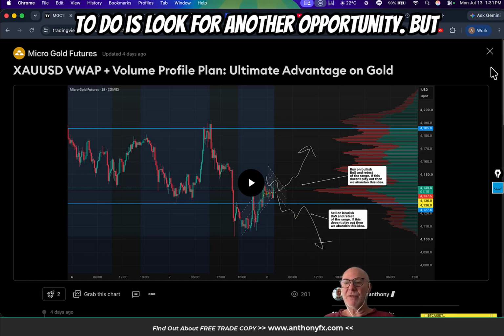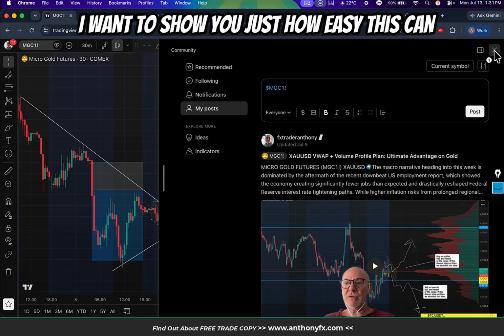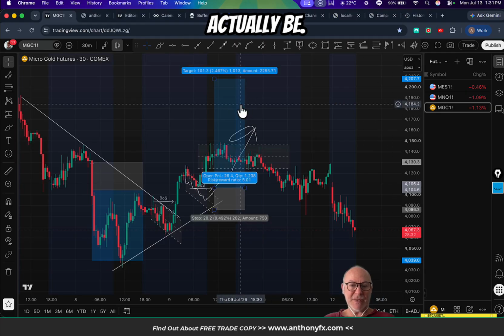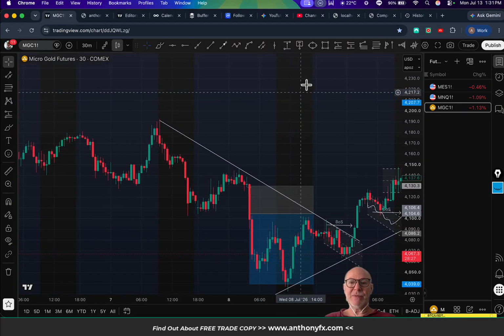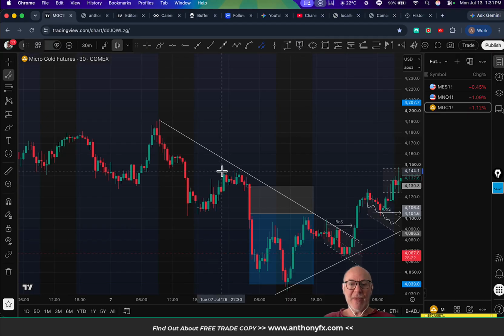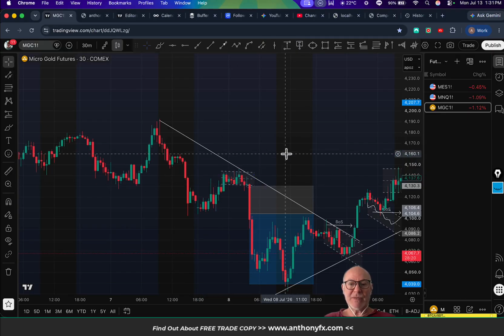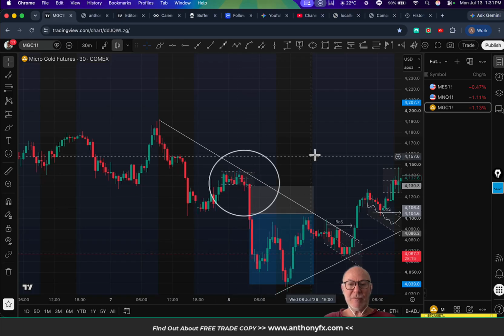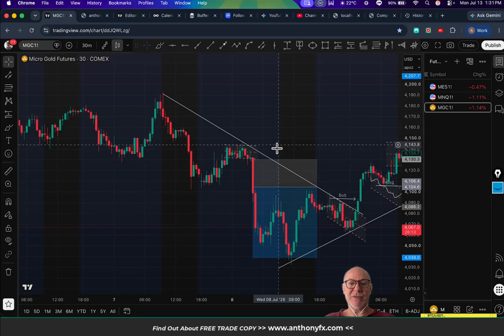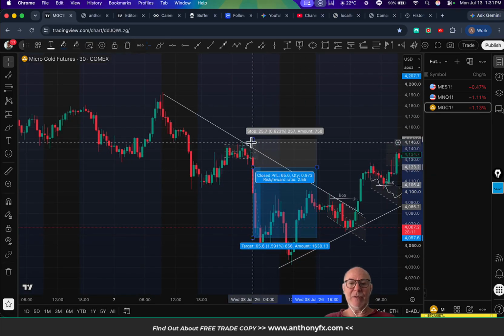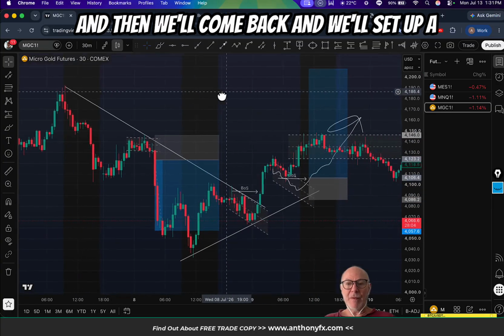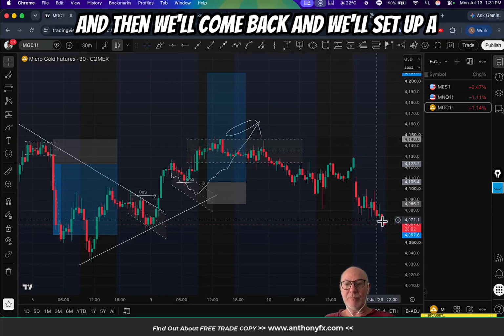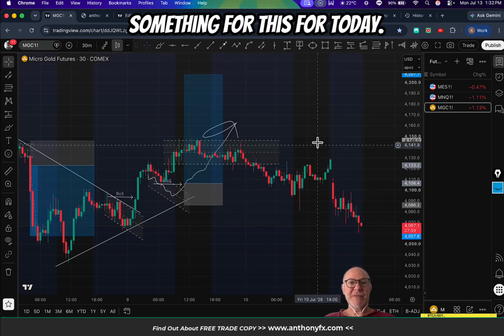What we're going to do is look for another opportunity, but I want to show you just how easy this can actually be. This was the 8th back here, and this was the range we were looking at there. It's ranging sideways, and then we were looking for the break, either back into it to trade up or to break to the downside, right? So it gave us, yeah, you could have probably got in a bit earlier. Anyway, I want to show you how easy this can be, and then we'll come back and we'll set up something for today.